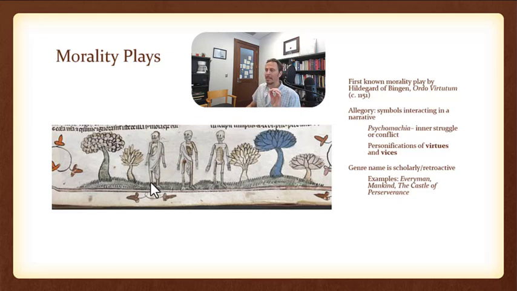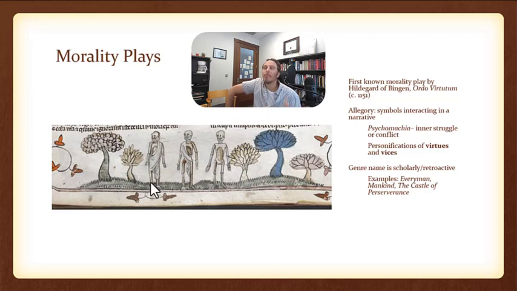Morality plays take this idea of representing moral traits or character ideas or abstract concepts as people and put them on the stage. Some famous examples from the Middle Ages include Everyman, Mankind, The Castle of Perseverance. In the play Everyman, the protagonist is every man. Get it?